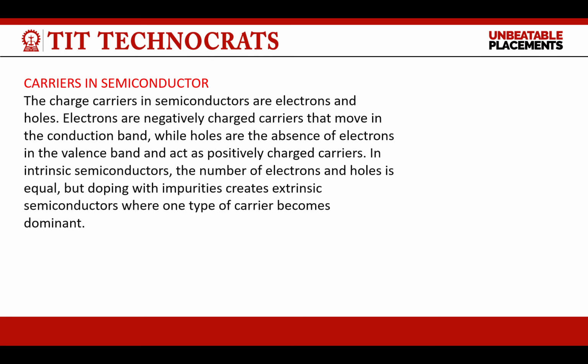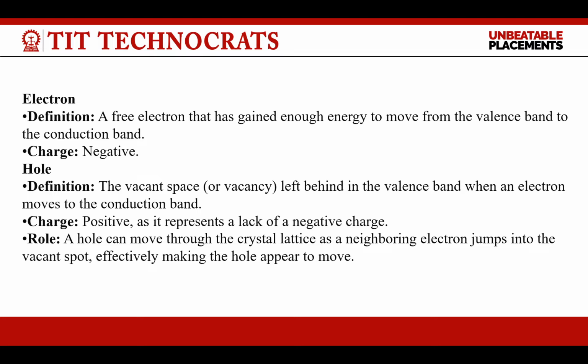Carriers in semiconductors: the carriers are electrons and holes, which carry the current, or with the help of the carriers the current is generated. So electrons are negatively charged carriers that move in the conduction band, while holes are the absence of electrons in the valence band and act as positive charge carriers. In an intrinsic semiconductor, the carriers are equal, that is, the number of electrons and holes is equal. But doping with impurity creates an extrinsic semiconductor, where one type of carrier becomes dominant. This is the definition of electron and hole with their charges as negative and positive respectively.